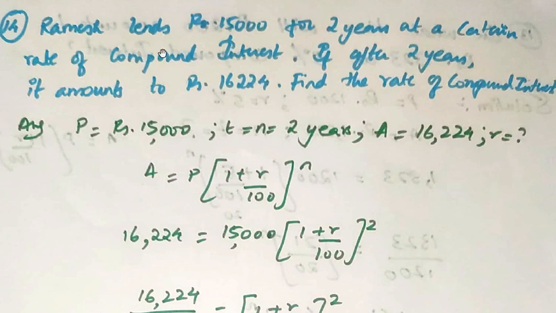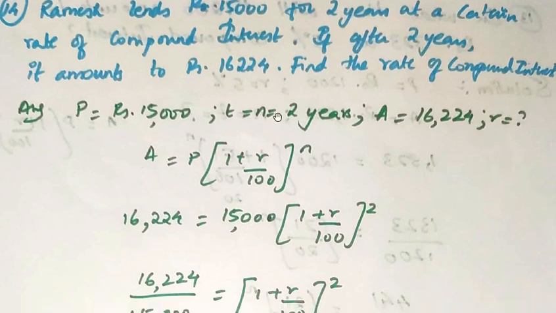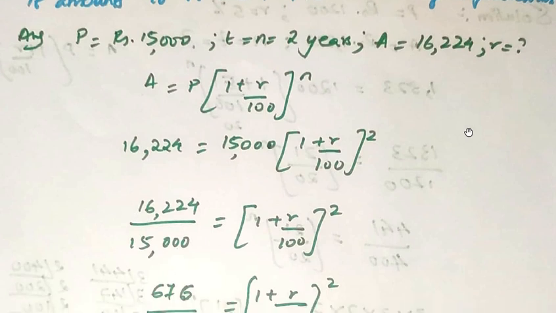So our next question: Ramesh lends rupees 15,000 for 2 years at a certain rate of compound interest. If after 2 years it amounts to rupees 16,224, find the rate of compound interest. The principal they have given is 15,000, time is 2 years, which is n, and amount is 16,224. Now you're supposed to find out the rate of interest.